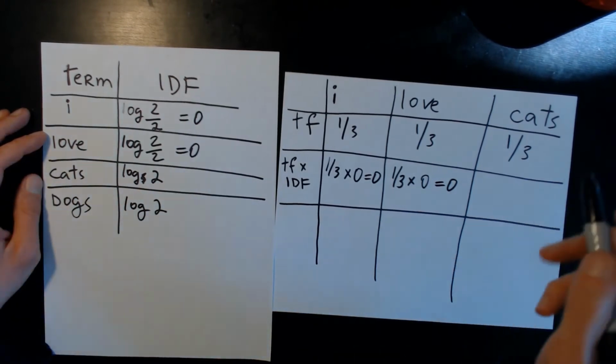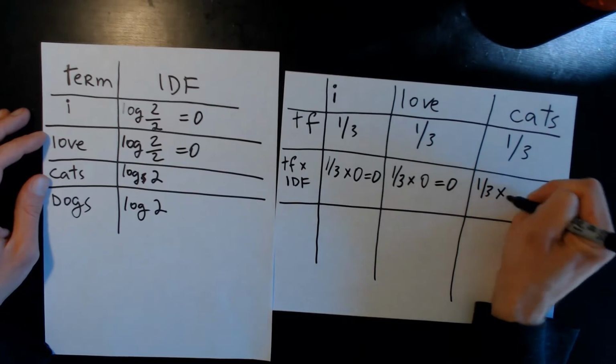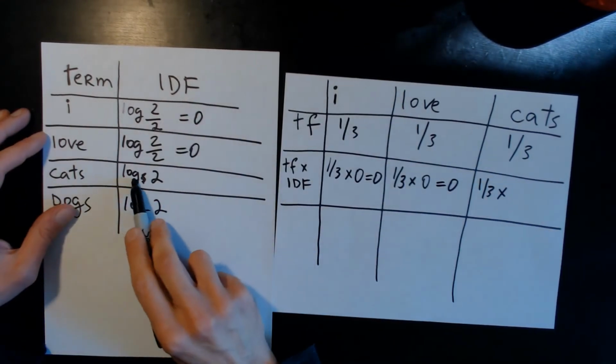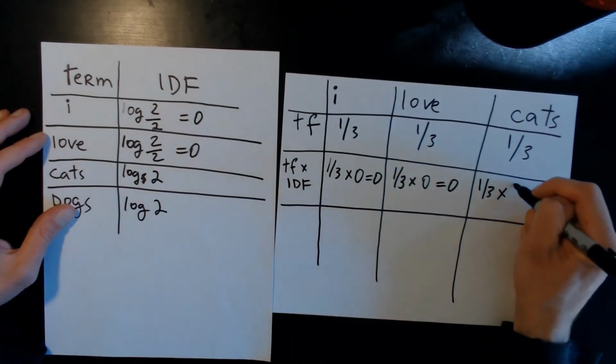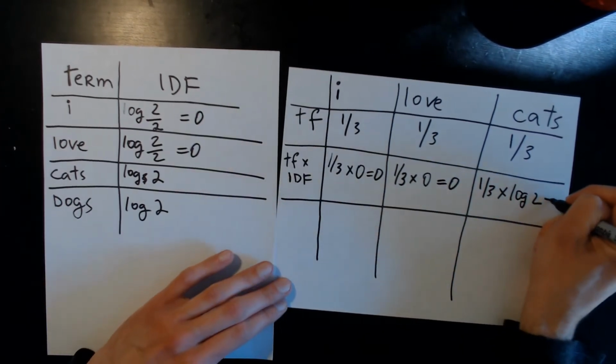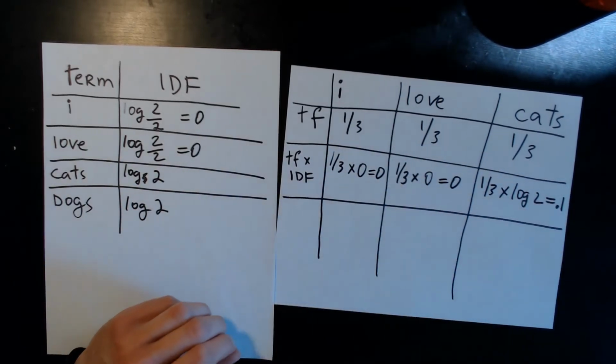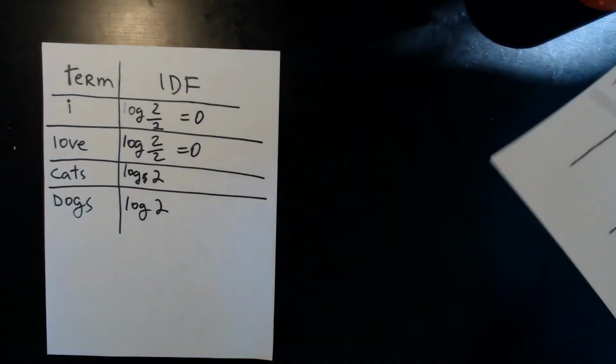And for cats, the TF is 1/3. We're going to multiply it by the IDF for cats, which is a log of 2. And if you do this on the calculator, you'll get approximately 0.1. Let's do the same thing for the other document.